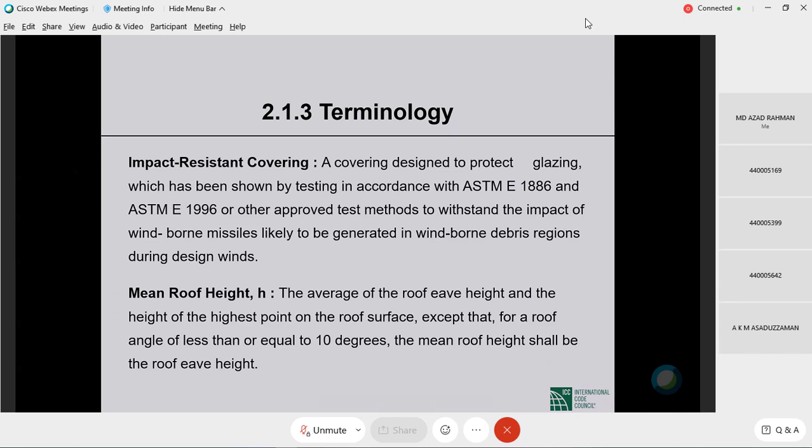Impact resistant covering. We talked about impact resistant glazing. This is covering: a covering designed to protect glazing, which has been shown by testing in accordance with ASTM, etc. Mean roof height H: average of the roof eave height and the height of the highest point on the roof surface, except that for a roof angle of less than or equal to 10 degrees, the mean roof height shall be the roof eave height.